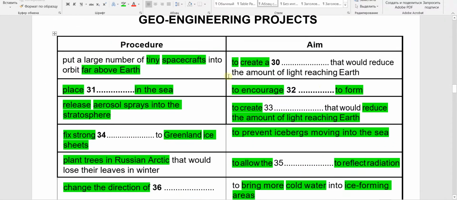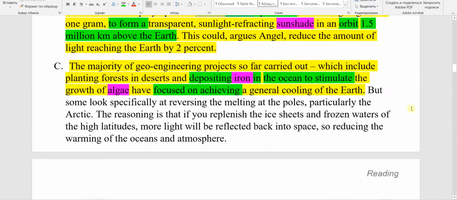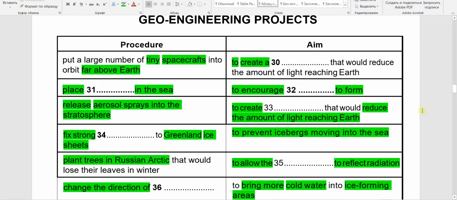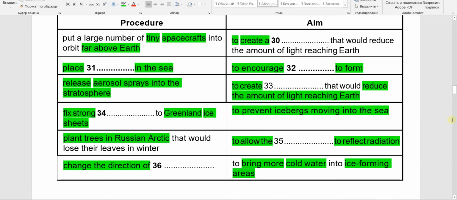Then we need to create a, and we will find our correct word, our answer. To create a. Here it is: to form a. So this is the synonym. You are not able to write transparent, you are not able to write sunlight refracting, you are able to write sunshade. This is our correct word. Let's go to our following questions.